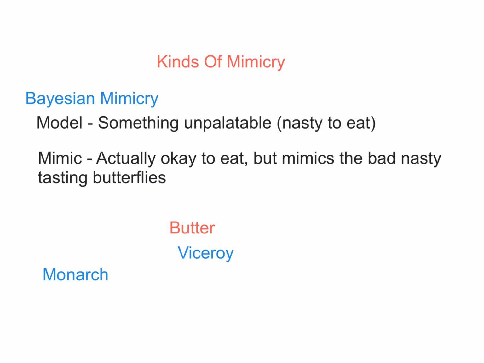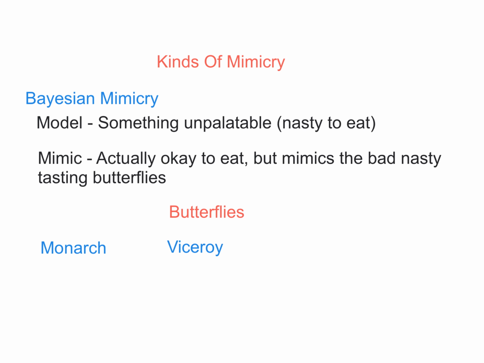Even though you could catch them, bite off the body. You don't eat the wings when you're eating butterflies and moths. You bite off the body and you eat it, it wouldn't make you sick. But they don't know that. Okay? So this is the Batesian model. It's really bad. This is the Batesian mimic.